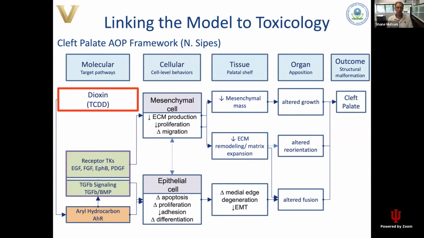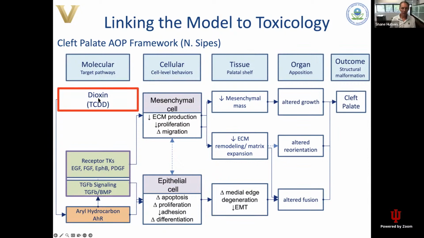And then what we wanted to do was to link the model to toxicology. And so the classic one for palate toxicology is dioxin, TCDD. Right, this is generated in burn pits more or less nowadays because no one makes it and uses it on purpose. But you burn organics and you get some of this.